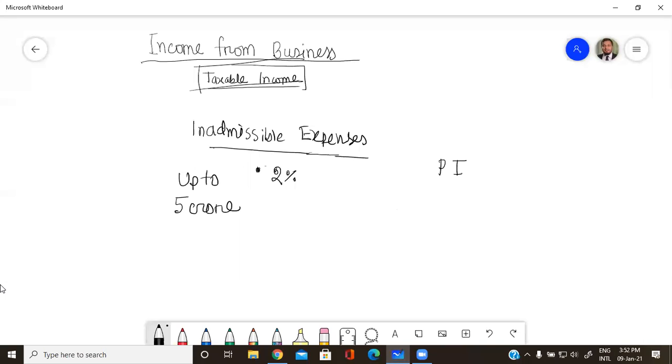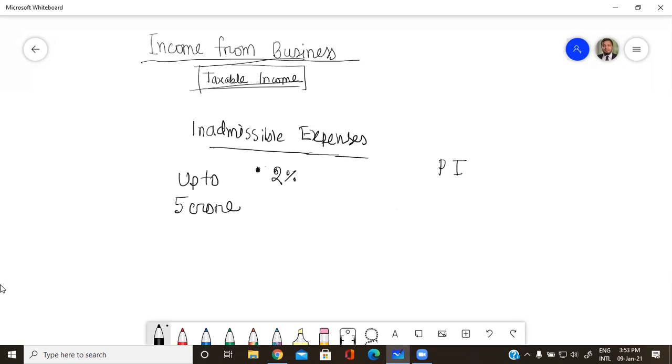In that case, what is the ceiling for the sample distribution expense for you? How much can you spend for the sample distribution if your turnover is 2 crore? I already mentioned the percentage. 2%. 2% of what? 2% of 5 crore or 2% of 2 crore? So 2% of 2 crore. Right, 2% of 2 crores.